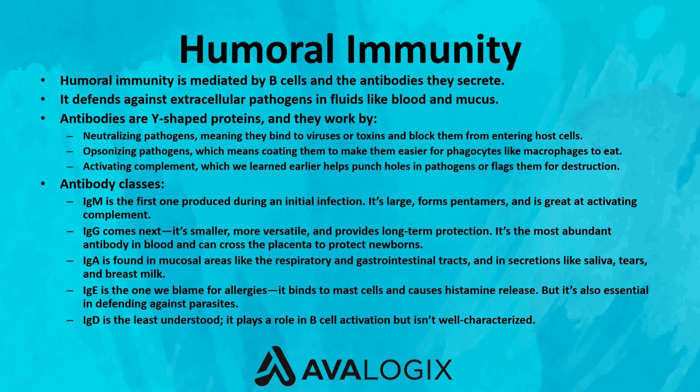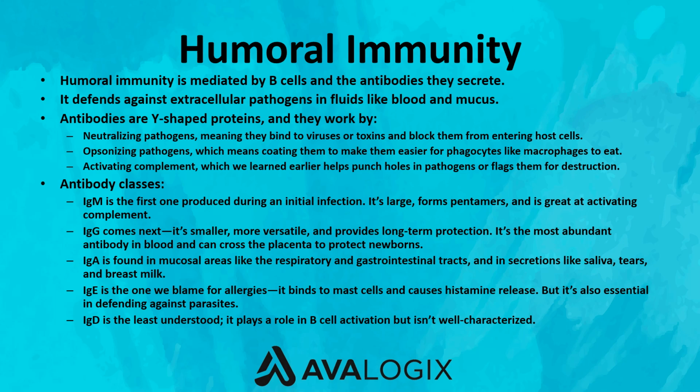There are 5 main classes of antibodies. IgM is the first one produced during an initial infection. It's large, forms pentamers, and is great at activating complement. IgG comes next. It's smaller, more versatile, and provides long-term protection. It's the most abundant antibody in blood and can cross the placenta to protect newborns.